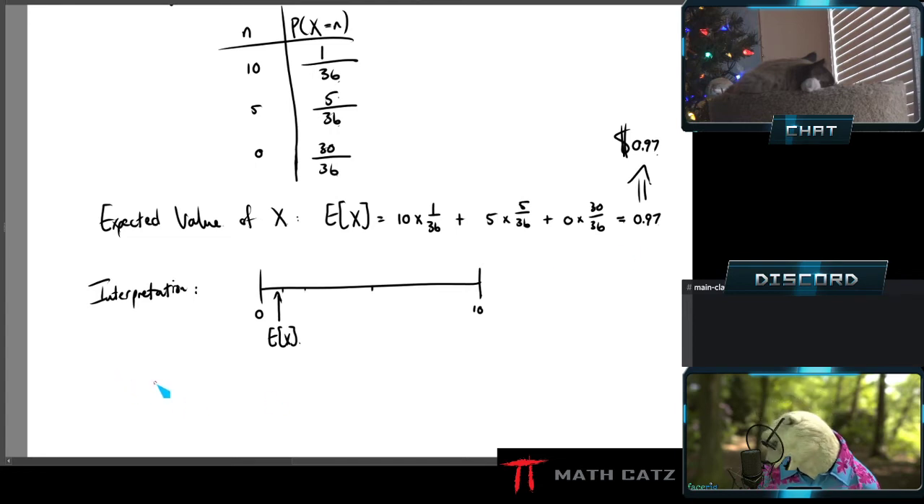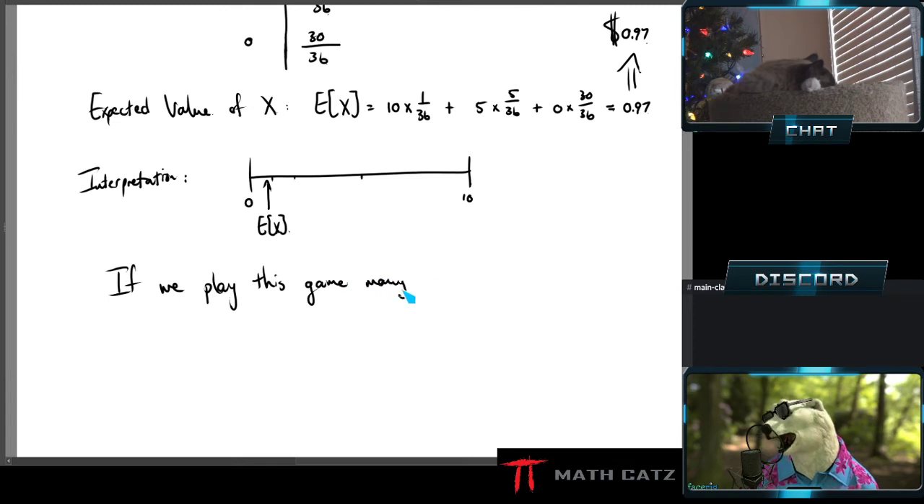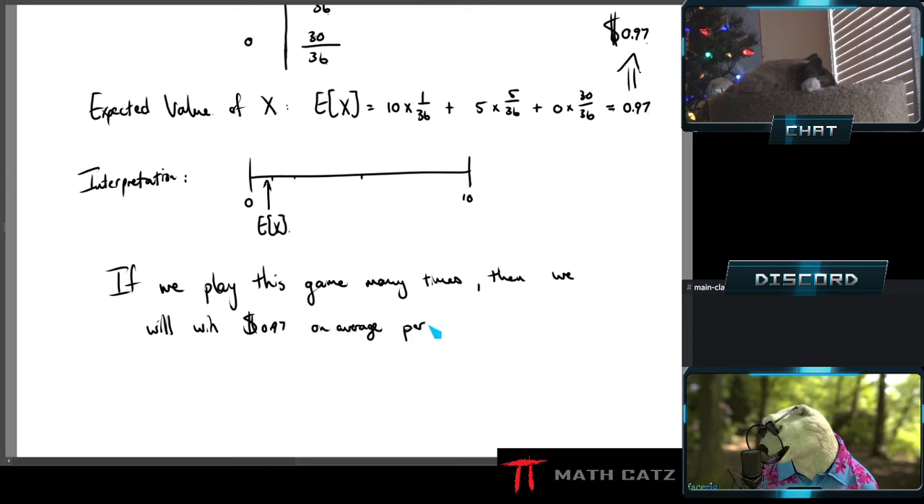So let's write it down like this. This is worth a full sentence. If we play this, man, my writing is just horrible. Balance between speed and clarity. If we play this game many times, then we will win 97 cents, let's say on average, per game.